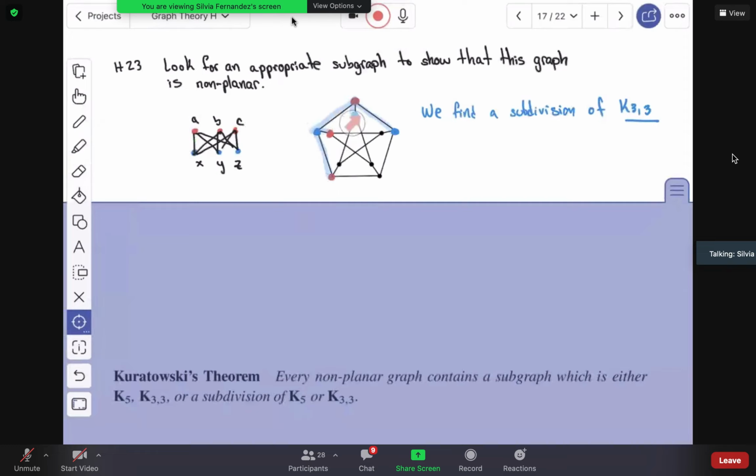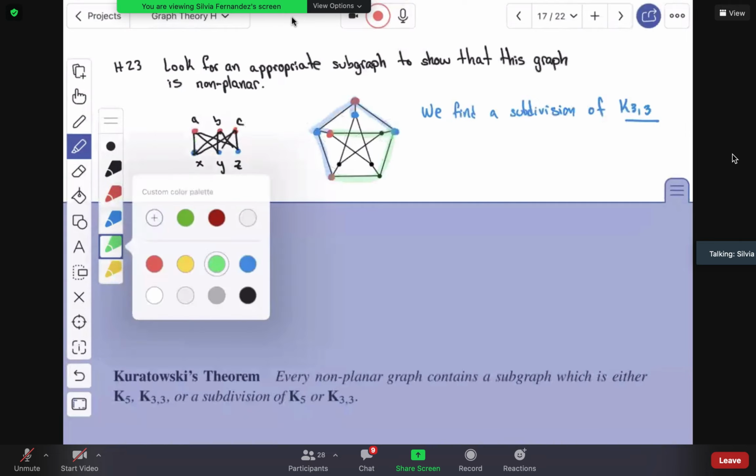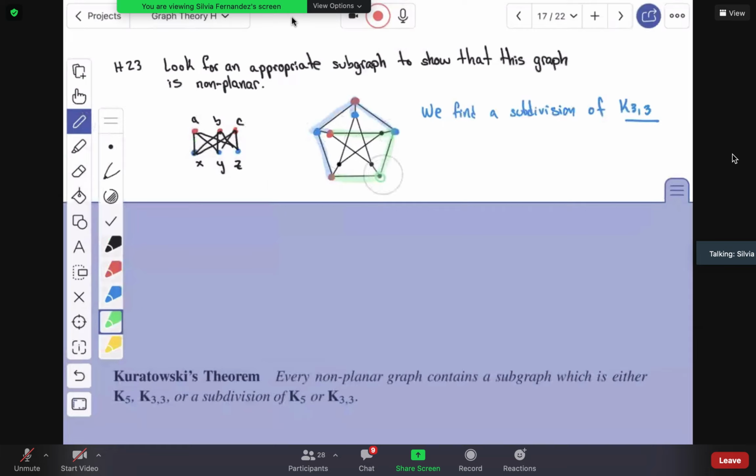Now I need this blue one to be adjacent to these other red ones. It's not adjacent to those red ones, not directly. So I can try using paths instead of edges to join them. I can use this and this one as the edges that join that blue to those two red ones. That means I'm actually using these as subdivisions of edges.